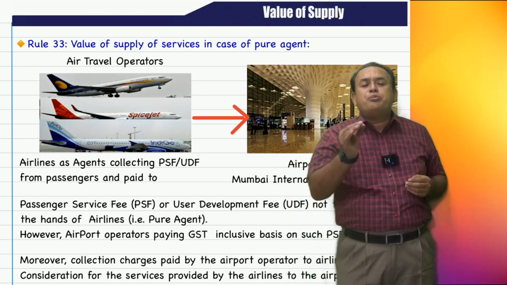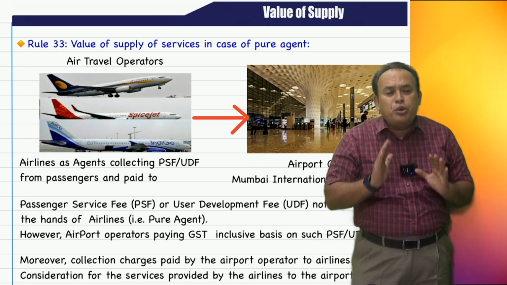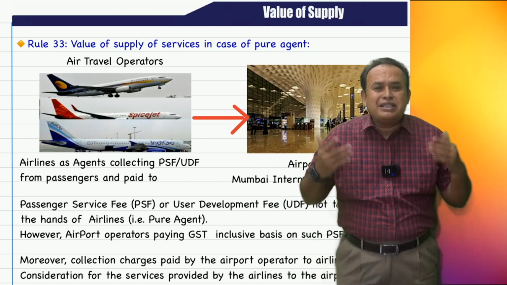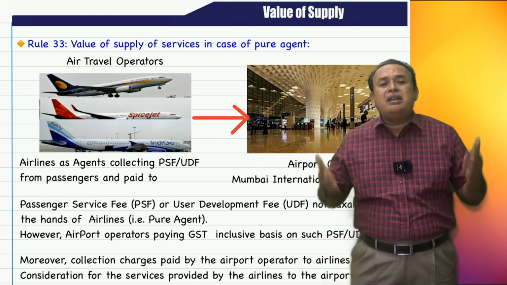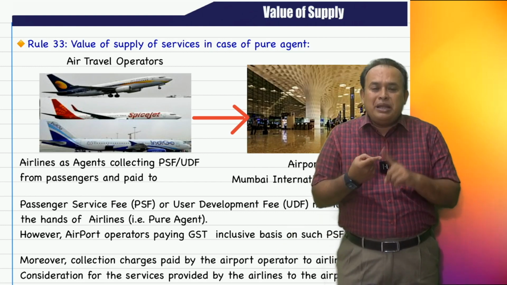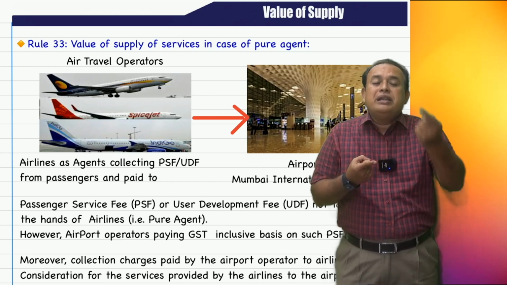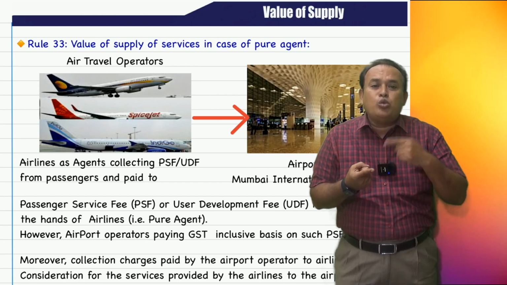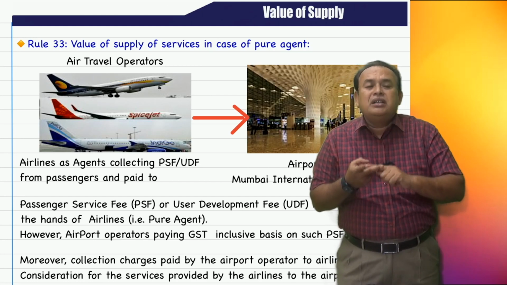Which one is a pure agent expenditure? The pure agent expenditure is that type of expenditure on which the title is not owned by the supplier, nor is the supplier enjoying the benefit out of the expenditure. Supplier not enjoying the benefit out of that expenditure. Supplier not owning the title of the expenditure.